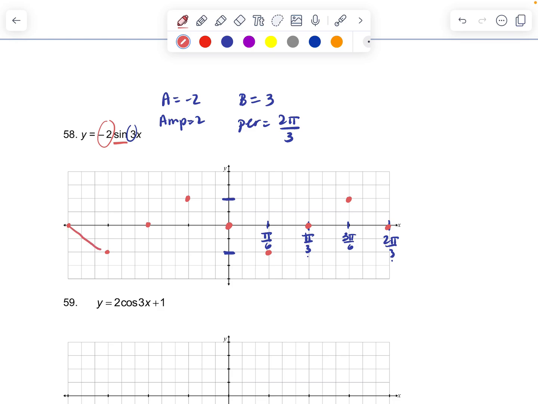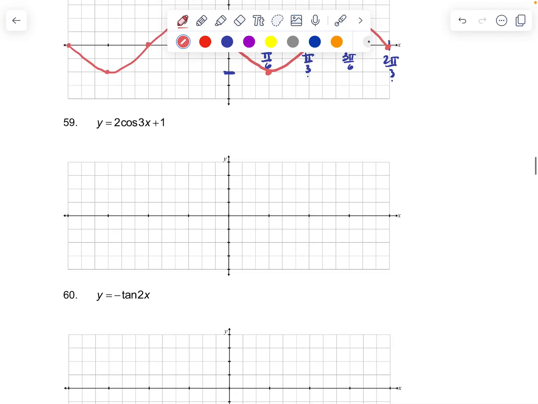Okay? And you guys, there's no flipping that I need to do on this one. This is just the answer. There was no right or left movement, just a very basic sine graph. Kind of a strange period, but that's okay. All right, number 59. We're almost there.